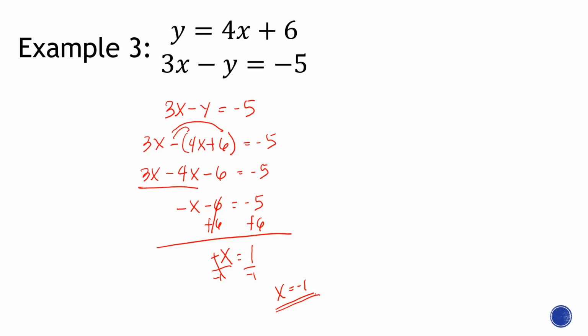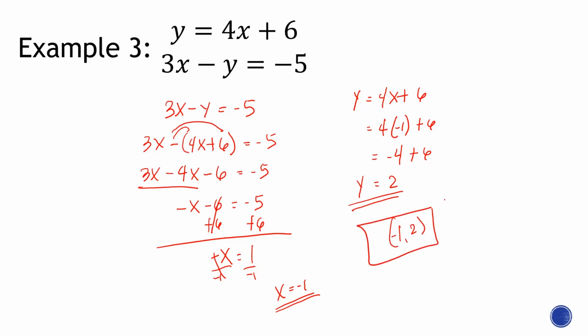Next, we just need to solve for y. This time we will use the first equation. So this is 4 times negative 1 plus 6. This is negative 4 plus 6. And then that will be positive 2. That's our y. So therefore, our answer, the point of intersection, is at (negative 1, positive 2). There you go. Okay. Let's go to the last example.